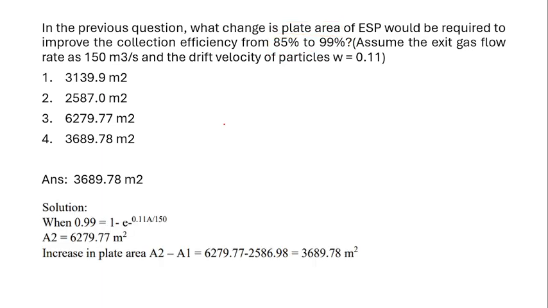The right answer is 3689.78 meters square. So again, we will be using the same formula. Eta is equal to 1 minus e power minus wA divided by Q. Here you have to substitute the efficiency as 99%, which is 0.99 instead of 0.85, and we have to find the area. So the area is 6279.77. They are asking by how much the plate area should be increased to increase the efficiency.